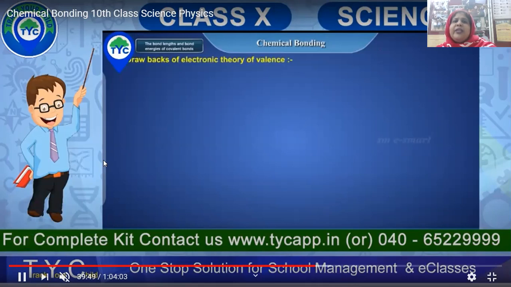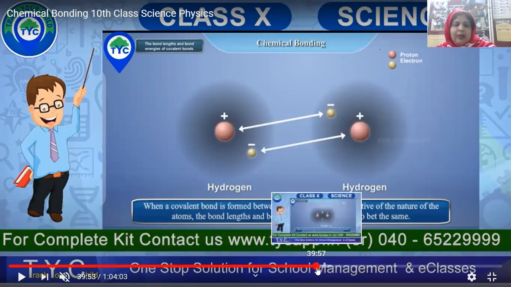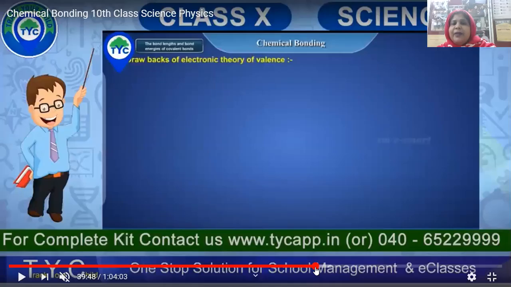So here the electronic theory of valency comes into the picture. See what exactly is happening here. When a covalent bond is formed between any two atoms, irrespective of the nature of the atoms, the bond length and the bond energies are expected to be the same. Okay.